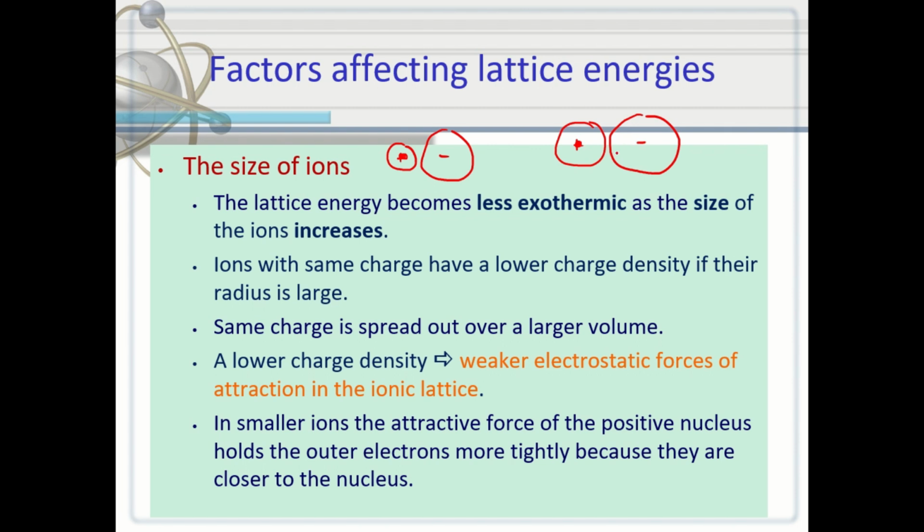So of these two examples, for the one on the right hand side, the ionic bonding is weaker. A weaker ionic bond will release less energy compared to the formation of a stronger ionic bond. So the lattice energy for the compound on the right hand side is less exothermic, and for the one on the left hand side it is more exothermic.